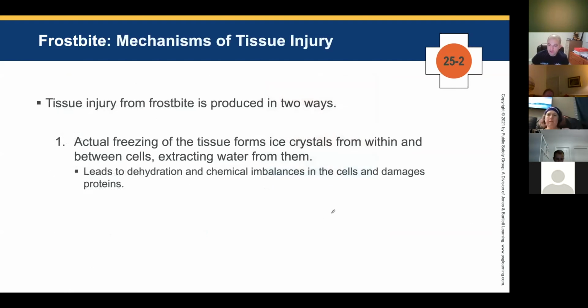All right, so tissue injury from frostbite is produced in two ways. The first way is we can have actual freezing of the tissue, which forms ice crystals within and between the cells, which pulls water from them. And this leads to dehydration and chemical imbalances in the cell and damages the proteins themselves.